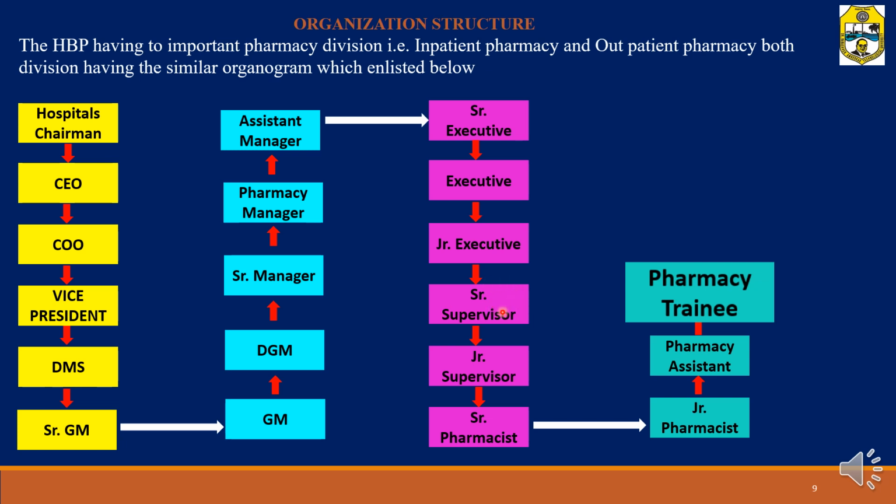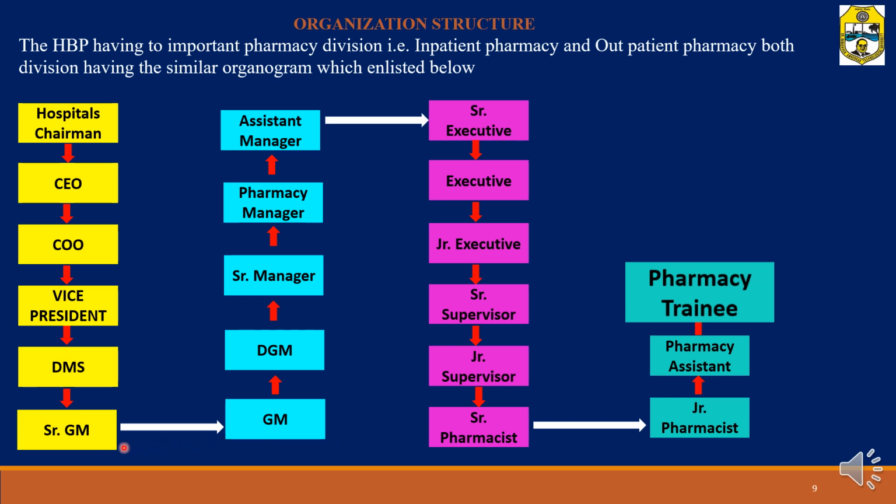The functional reporting of a senior supervisor is to either the junior executive or the executive. If a junior executive is not available, then the senior supervisor can directly report to the executive. Now executive and senior executive have to directly report to the assistant manager. Assistant manager reports directly to the pharmacy manager. Pharmacy manager reports to the senior general manager if present in the hierarchy. If it is not present, then they can report directly to the deputy general manager. Now deputy general manager has to report on a daily basis to the general manager.